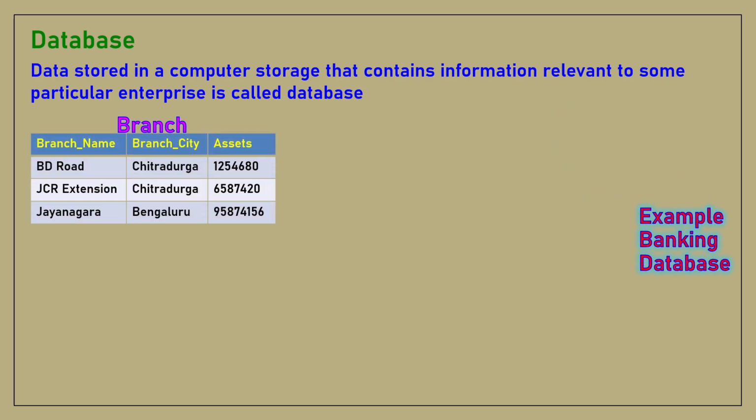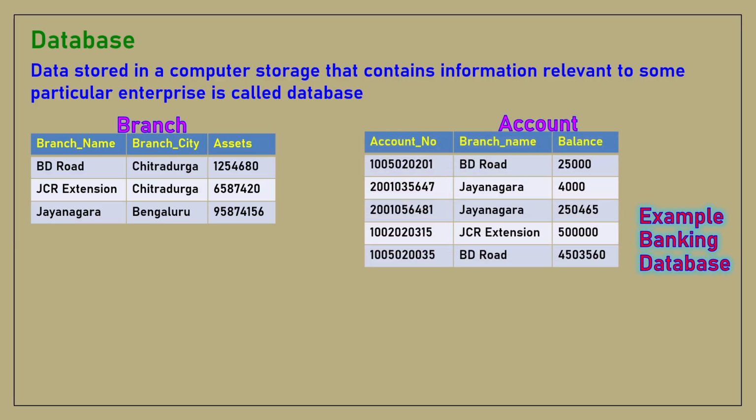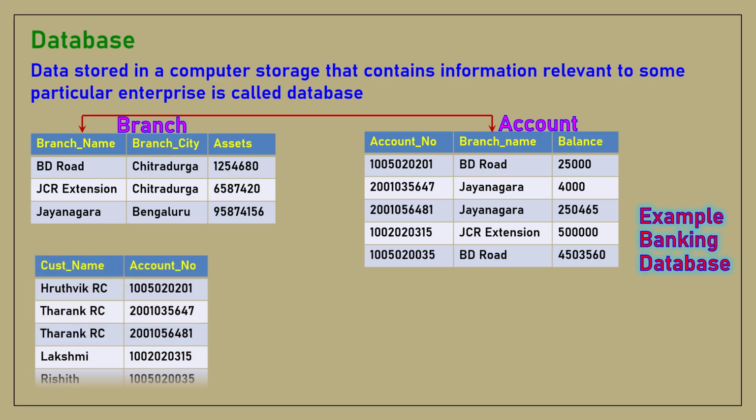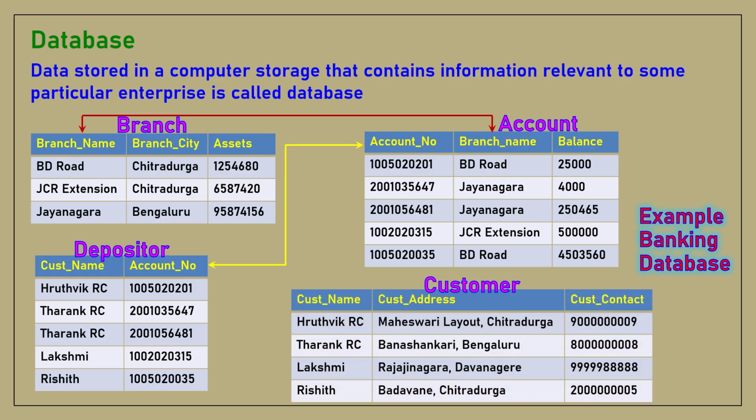The branch table contains information of different branches of that bank. The account table contains information about each and every account of that bank. Branch name column of account table depends on branch table. Depositor table contains depositors and their accounts. Customer table contains basic details of each depositor.